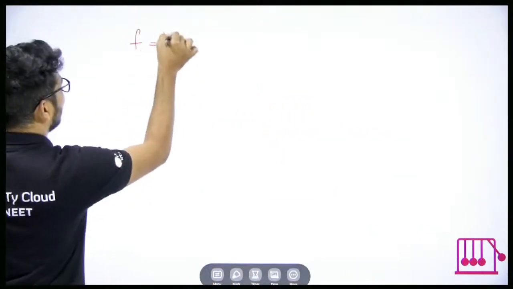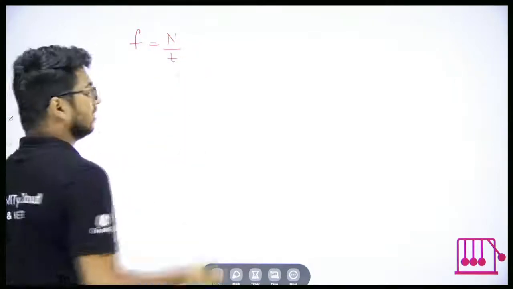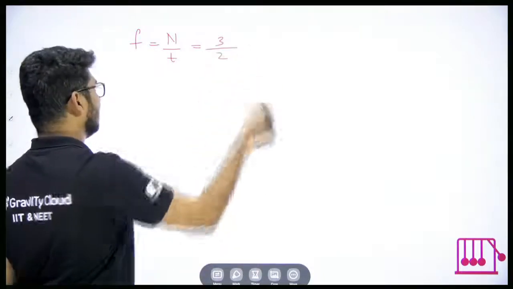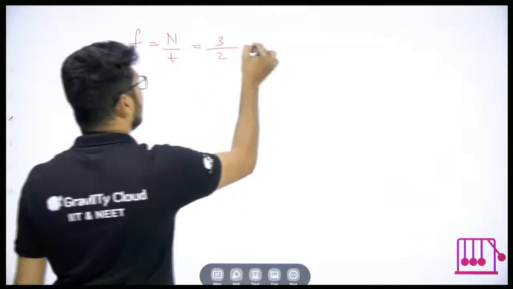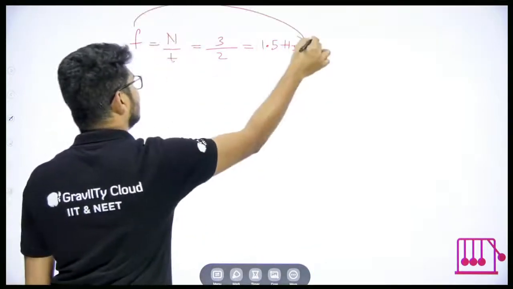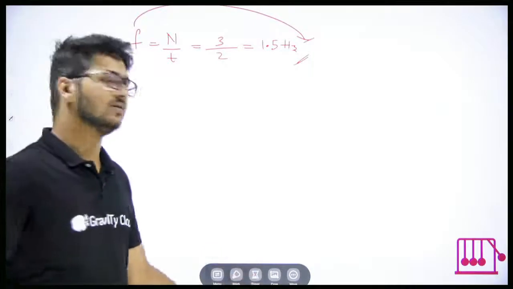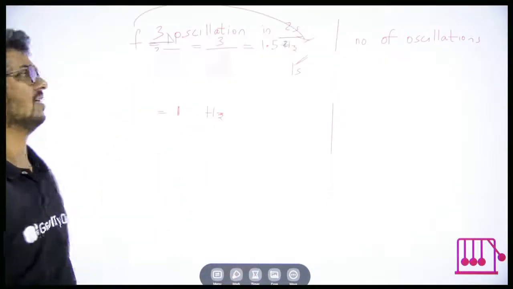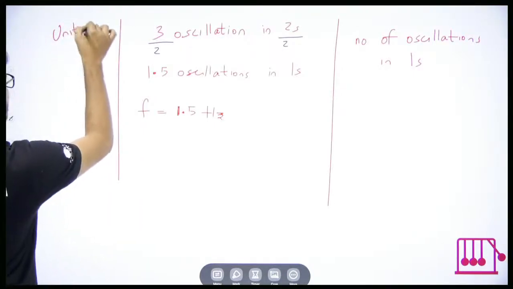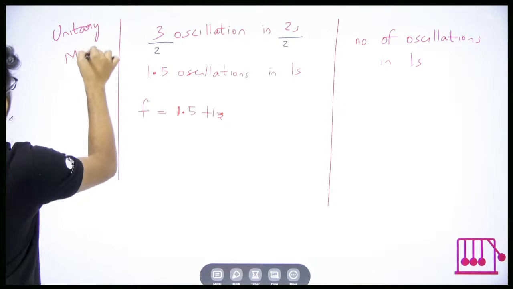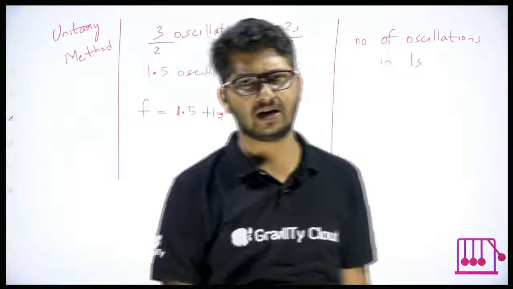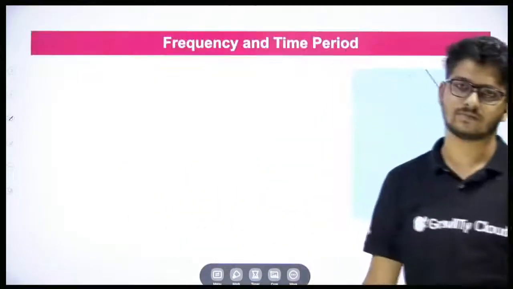Or else, obviously we can use the formula also. F is equal to N by T. N is the number of oscillations. According to the question, we have 3 oscillations, and the time taken for that is 2. 3 by 2 is going to be 1.5, and the unit of frequency is hertz. So 1.5 hertz. You can use this or you can use this, it's up to you. This method is the unitary method. In detail, you will be learning it in maths. Got it? Simple? Okay, so that's frequency.